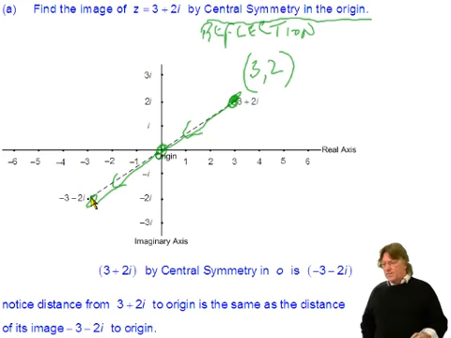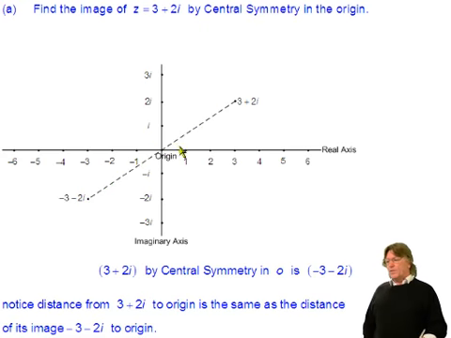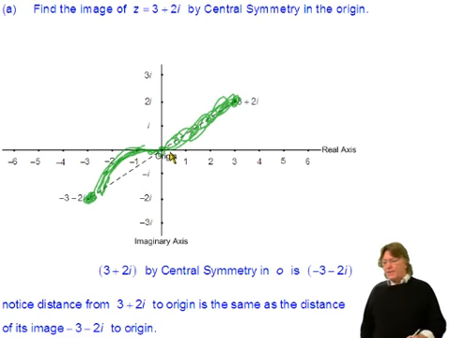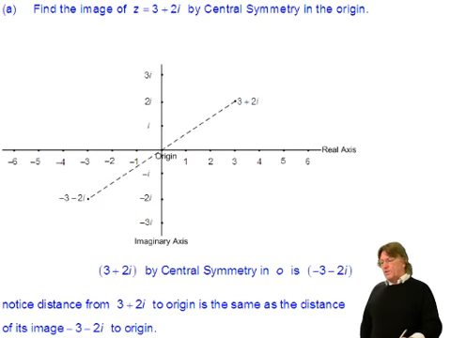Great. So all I have to do then is draw the Argand diagram of it. So 3 plus 2i is here. There's the origin. Go right through the origin and out the far side to there. And there's the answer. So the image of 3 plus 2i is minus 3 minus 2i. Notice the distance from 3 plus 2i to the origin is the same as the distance from the origin to here. That distance is the same as that distance. So it's very, very easy if you're somebody who's willing to draw the picture out.